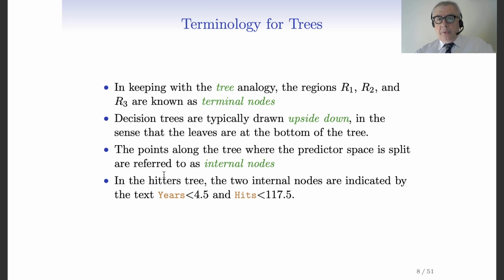Some terminology. We use this tree analogy, and according to this terminology, the regions R1, R2, and R3 are known as terminal nodes. I have already said the trees are drawn upside down, so the leaves are at the bottom, and the points where the predictor space is split are referred to as internal nodes. In this tree, for the hitters, the 2 internal nodes are indicated as years less than 4.5 and hits less than 117.5.